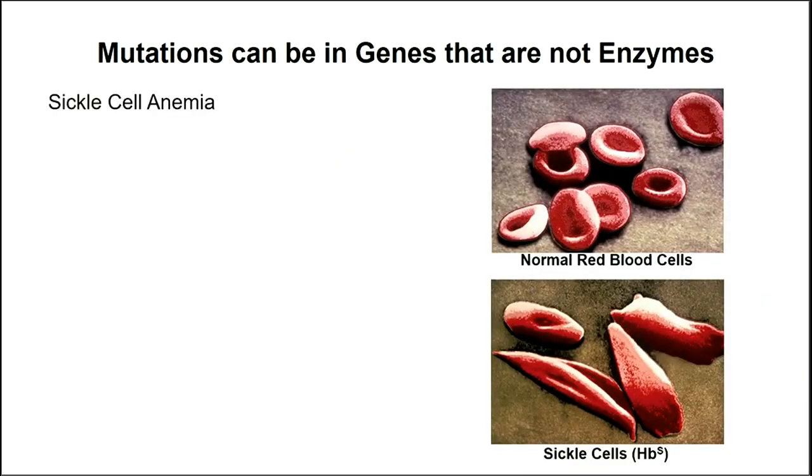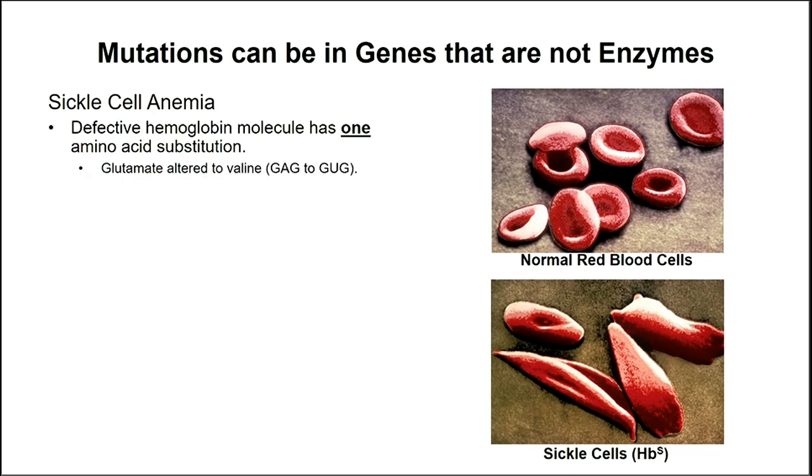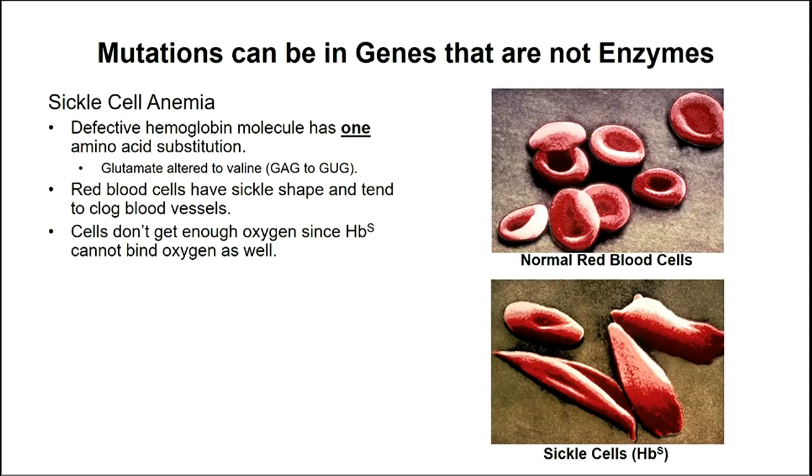Another example of a mutation in a gene that causes a disorder is sickle cell anemia. This is a defective hemoglobin molecule. As you probably know, hemoglobin molecules are important for binding oxygen and getting that to the surrounding tissues and organs. This defective hemoglobin cannot bind oxygen as well, and this is just a single amino acid substitution.